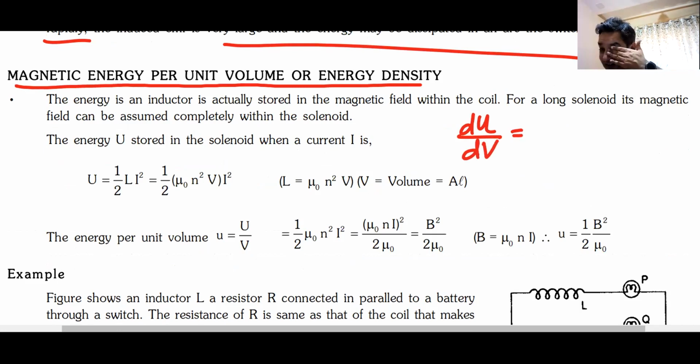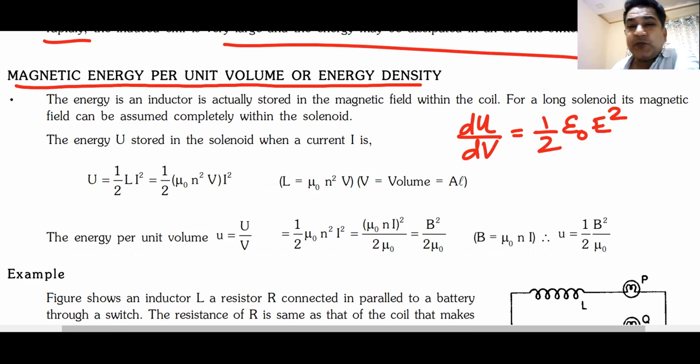We saw electrical energy stored per unit volume. Yes or no? The electrical energy stored per unit volume was half epsilon naught E square. Wherever in space you have an electric field, we have energy stored in the form of electrical energy. How much energy is stored in a small volume, unit volume? dU by dV is known as electrical energy density, or energy density of the electric field. Half epsilon naught E square.